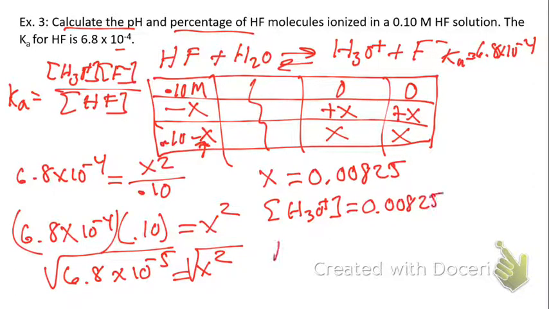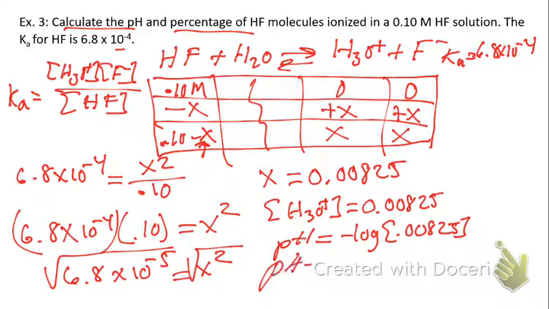at equilibrium, therefore the pH is equal to the negative log of 0.00825. pH turns out to be 2.08. All right, and there's my answer.